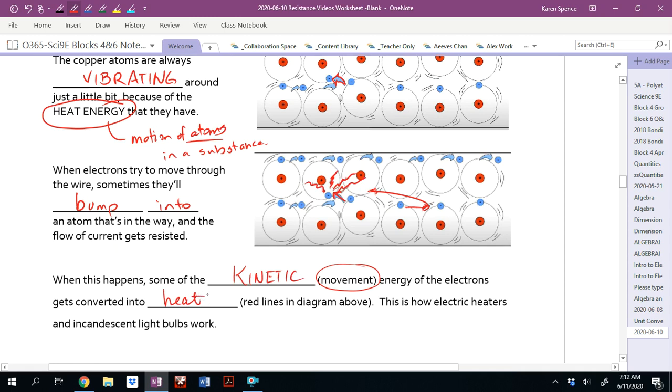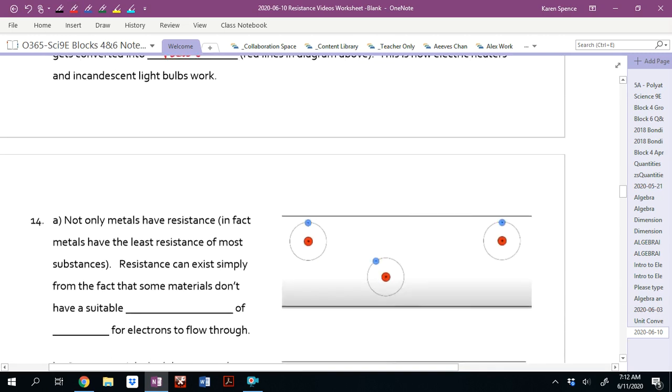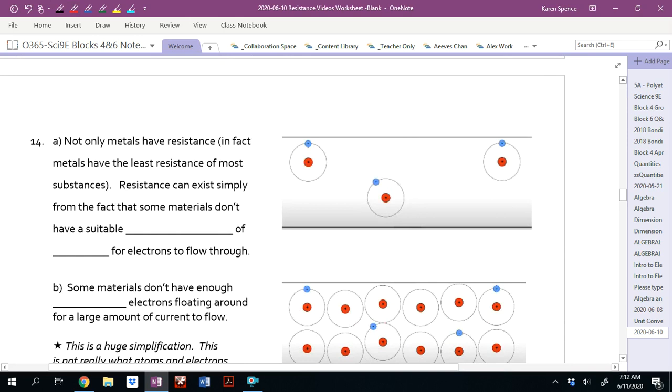And this is how the electric heaters and the incandescent light bulbs work. Not only metals have resistance; in fact, metals have the least resistance of most substances. Resistance can simply exist from the fact that some materials don't have a suitable arrangement of atoms for the electrons to flow through.